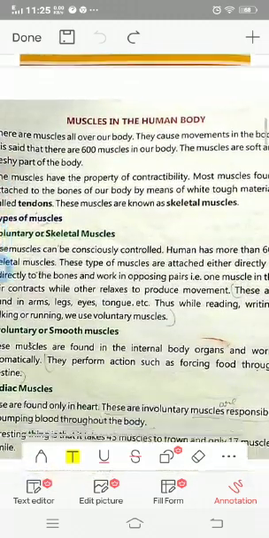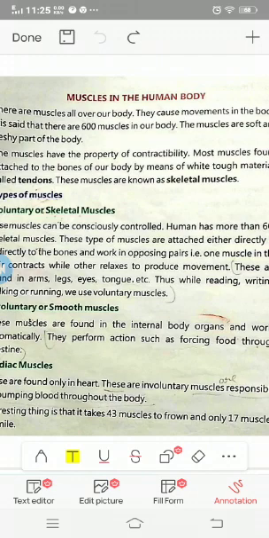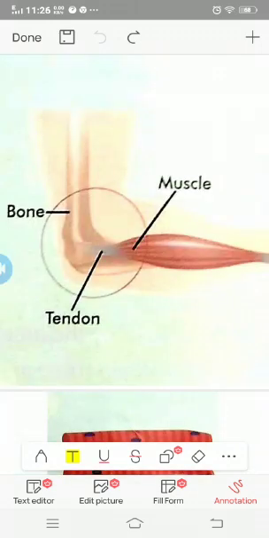Now about the muscles in the human body. There are muscles all over our body. They cause movement in the body. There are about 600 muscles in our body. The muscles are the soft and fleshy part of the body. Muscles have the property of contractibility. Most muscles are attached to the bones by means of a white tough material called tendons. These muscles are known as the skeletal muscles.